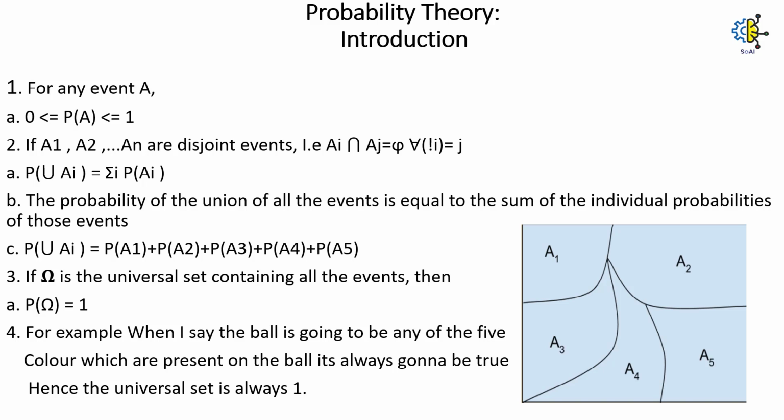If the universal set contains all the events, then the probability must be equal to 1. For example, when I say the ball is going to be any of the 5 colors which are present on the ball, it's always going to be true, hence the probability of the universal set is always 1. You can see this here. This graph shows the universal set in which A1, A2, A3, A4, A5 belong to a set.